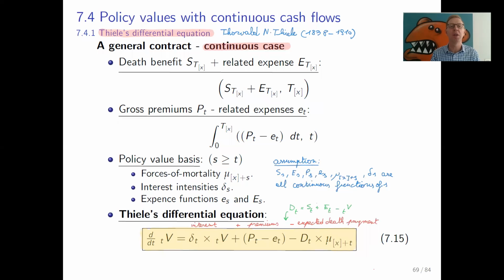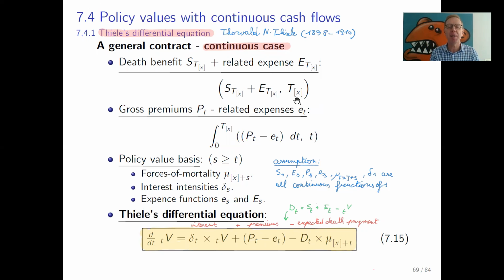Let us now have a look at the continuous case. In the continuous case, the recursion will become a differential equation, which is called Thiele's differential equation, named after the Danish actuary Thorvald Thiele. Consider a general contract in the continuous case with a death benefit S_{t+x} and a related expense E_{t+x} paid at the moment of death.